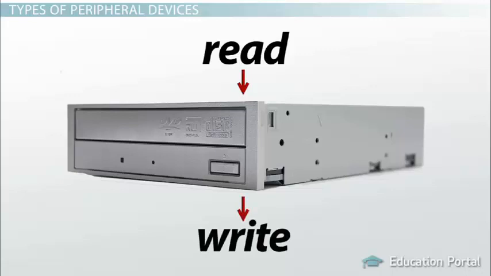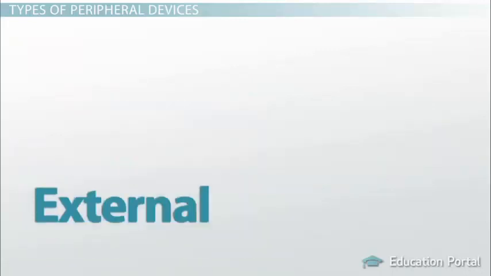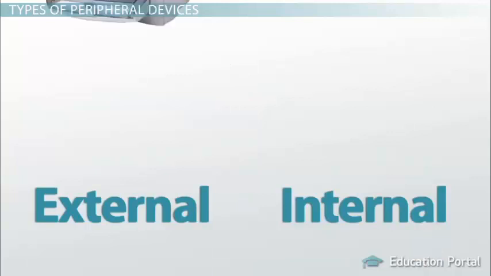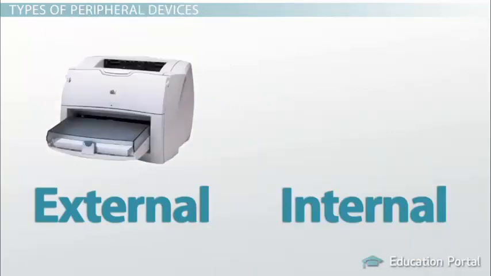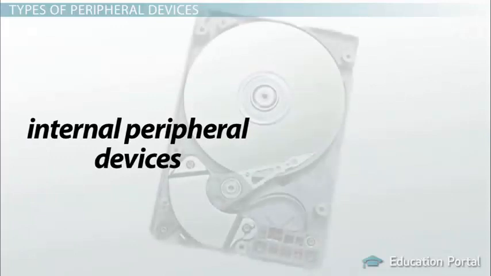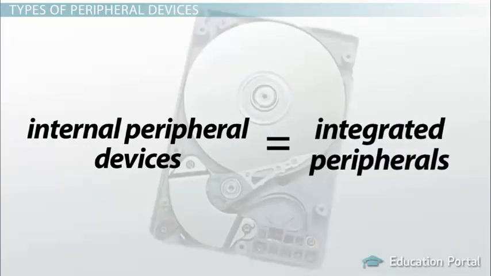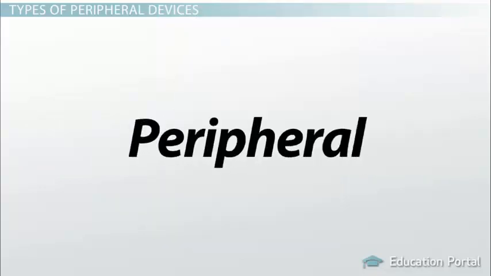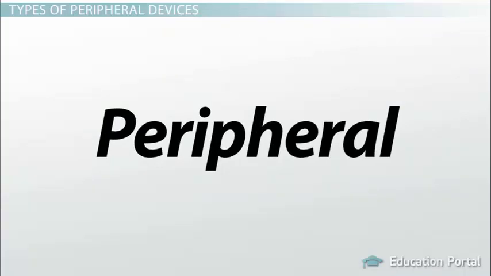Peripheral devices can be external or internal. For example, a printer is an external device that you connect using a cable, while an optical disk drive is typically located inside the computer case. Internal peripheral devices are also referred to as integrated peripherals. When most people refer to peripherals, they typically mean external ones. The concept of what's exactly peripheral is therefore somewhat fluid.